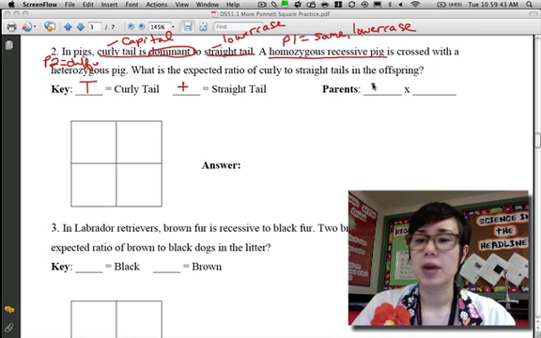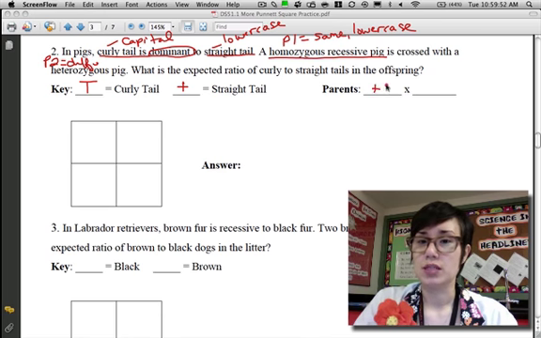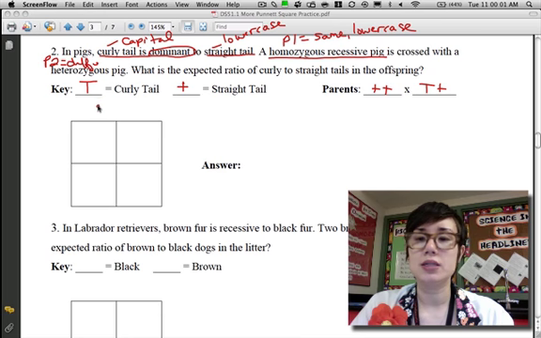Now I have to figure out my parents. My P1, or my parent 1, is going to be homozygous recessive, so they're going to be the same. And they're going to be lowercase. So I'm going to do lowercase t for the first parent. My second parent is heterozygous, so that means they're going to be different. I'm going to have one capital T, one lowercase t. Now I need to set up my Punnett square.